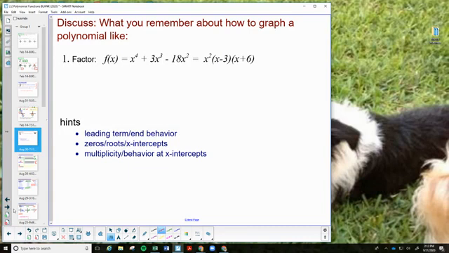You're on your own, you're watching video, you're not going to discuss with anyone, or people will think you're a nutter if you're talking to yourself. What do you remember about how to graph a polynomial such as this?